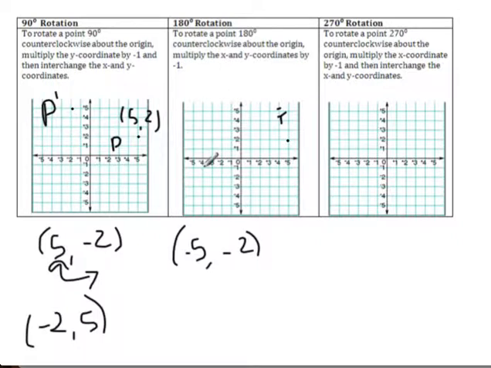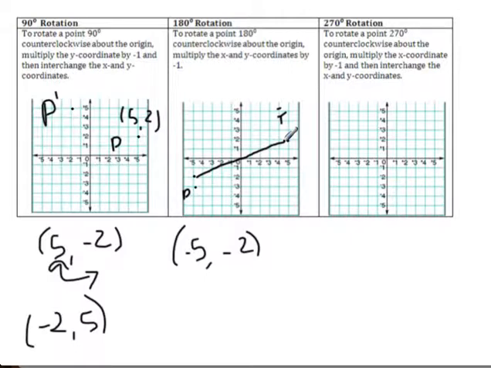Then we want to go left 5, down 2. And when you go left 5, down 2, that gives you P prime, or your image. So that has been rotated 180 degrees. And you can tell because if you connect the 2 points, they form a line through the origin, so they're 180 degrees rotated around.